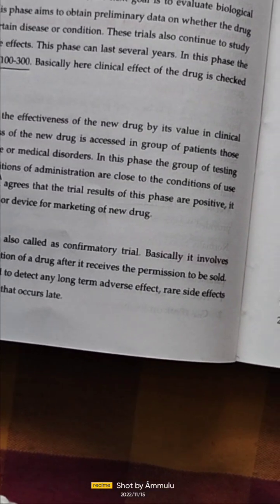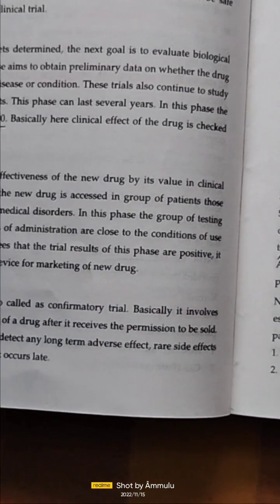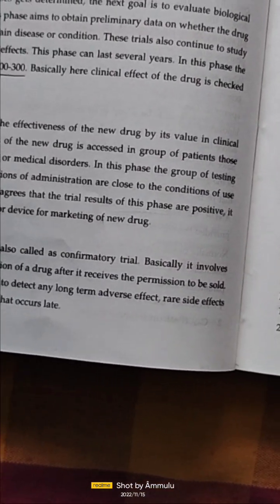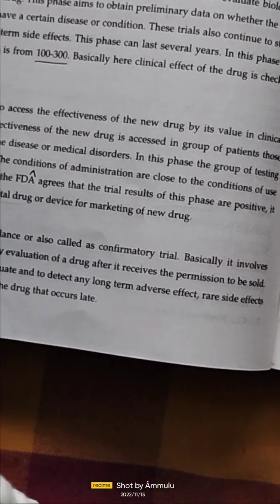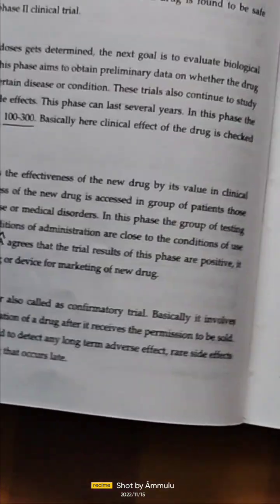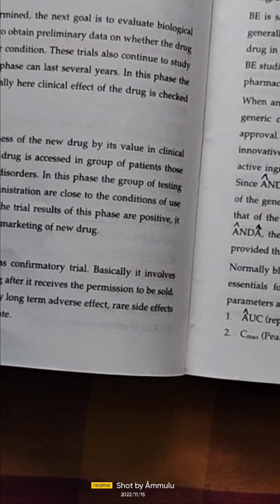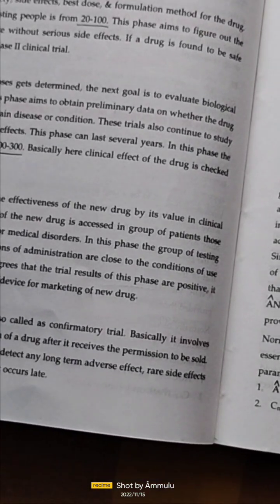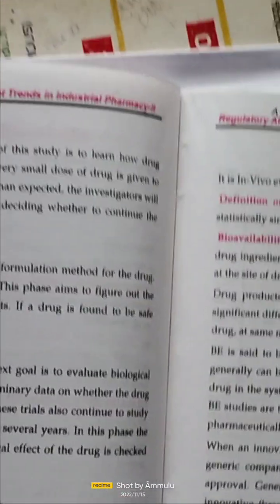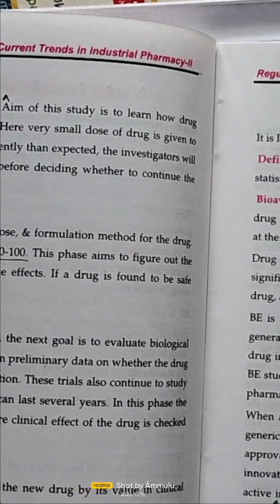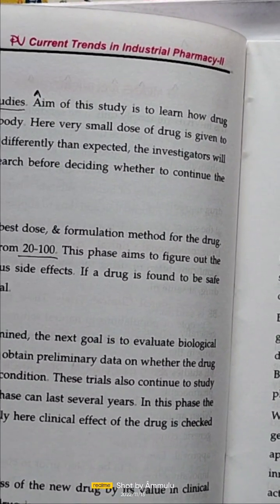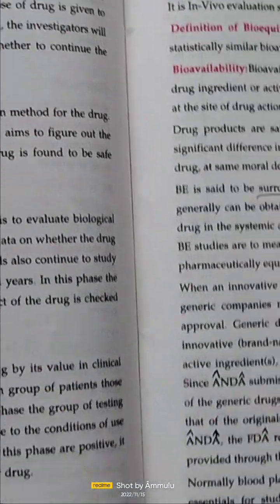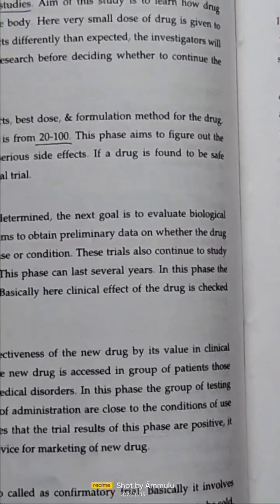After that, bioequivalence studies. In these bioequivalence studies, two products are said to be bioequivalent if they show statistically similar bioavailability. What is meant by bioequivalence? Two products are said to be bioequivalent if they show statistically similar bioavailability when studied under the same experimental conditions.